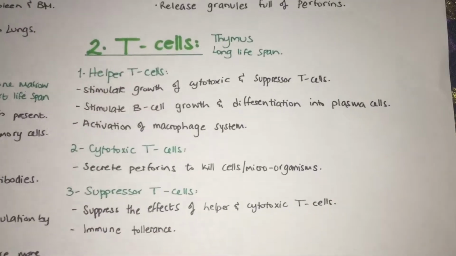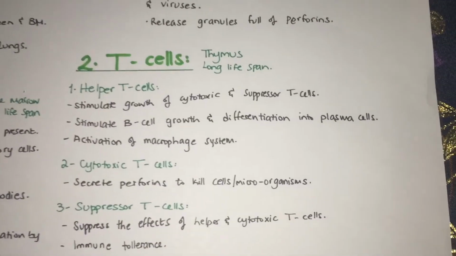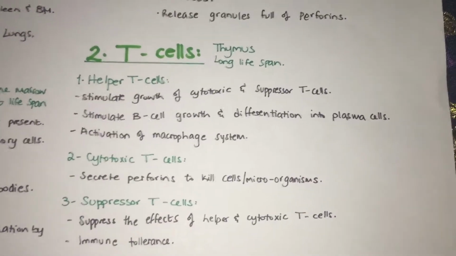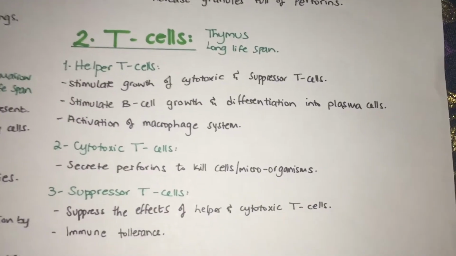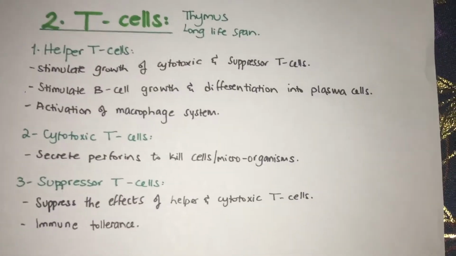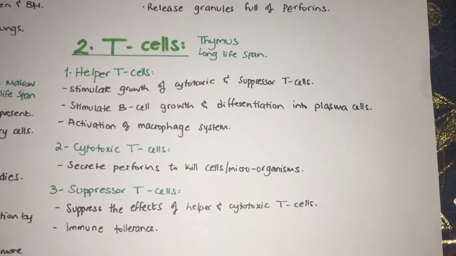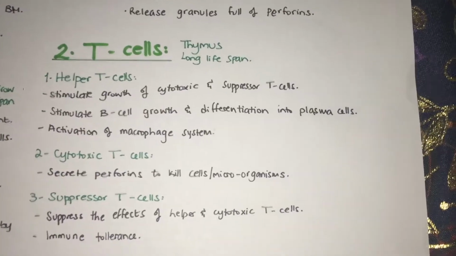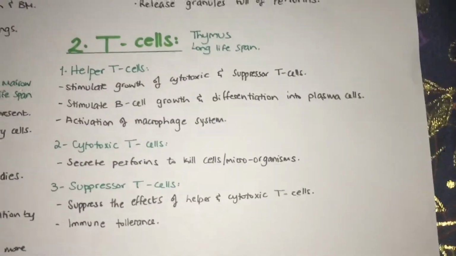The cytotoxic T cells, from the word cytotoxic, are toxic to cells. So it secretes perforins, which kill the cells or the microorganism or whatever it is. The third type is suppressor cells. Suppressor T cells have the opposite effect of the other two. Basically, it suppresses the effect of helper cells and cytotoxic cells. This way it makes sure that the other two cells don't overreact.